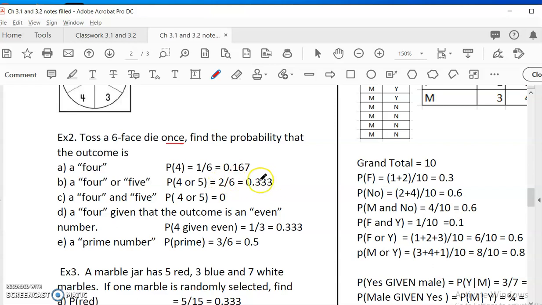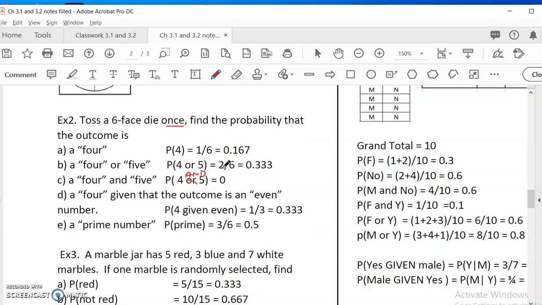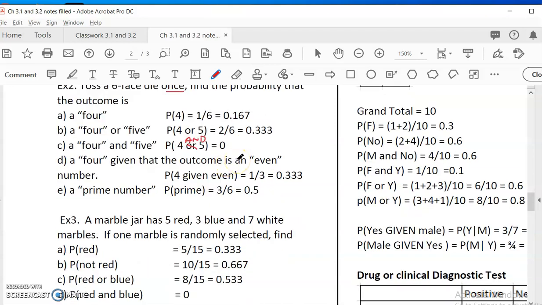So it's 0.33. What about 4 and 5? That's not possible. When you throw a dice, it is either one of them. You cannot have both happening. Oh, this is a wrong one. It's a typo. So 4 and 5 is 0. It's not possible to have them because 4 and 5 are mutually exclusive.